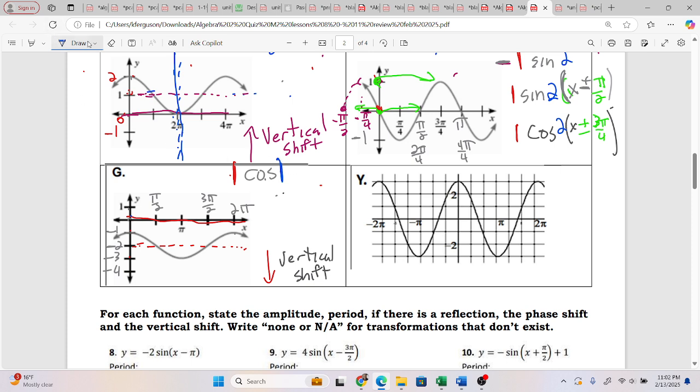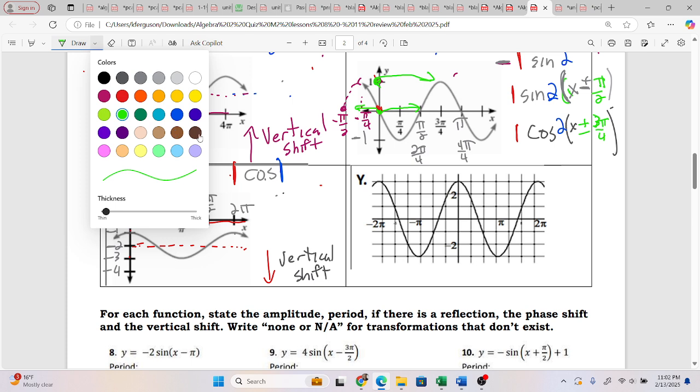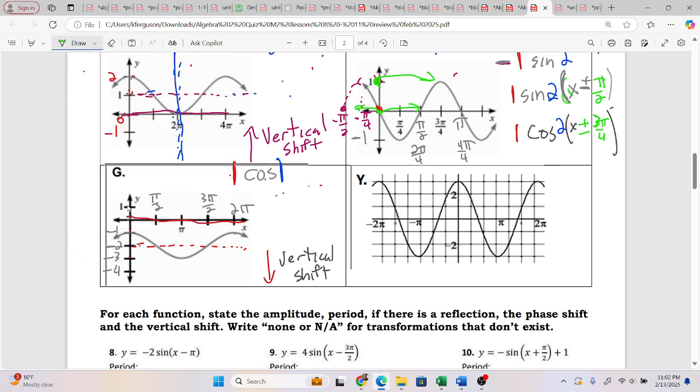So now let's look at phase shift. It's still on the y-axis starting at the high point, even though it got moved down. So that would be no phase shift, because a phase shift pushes it or pulls it left or right.